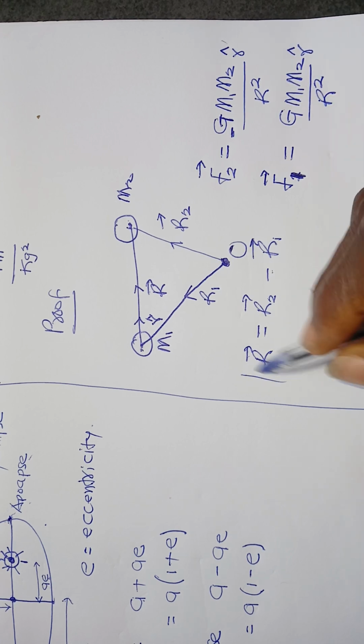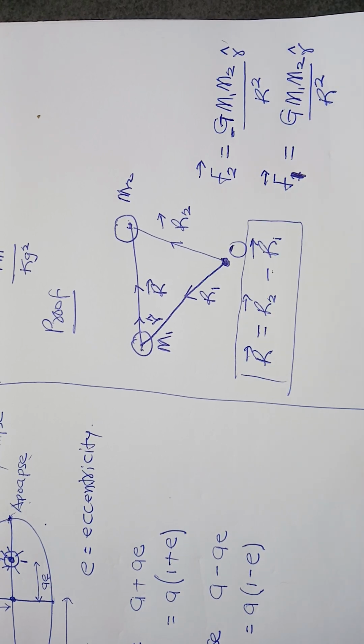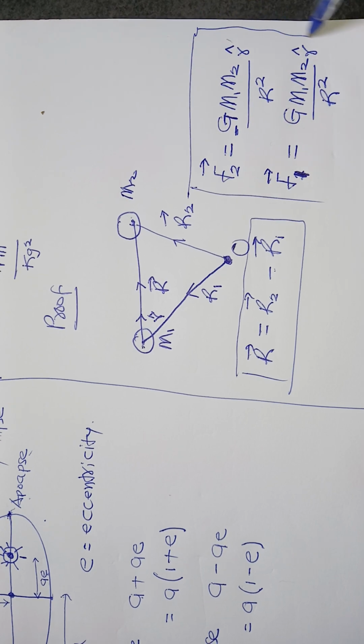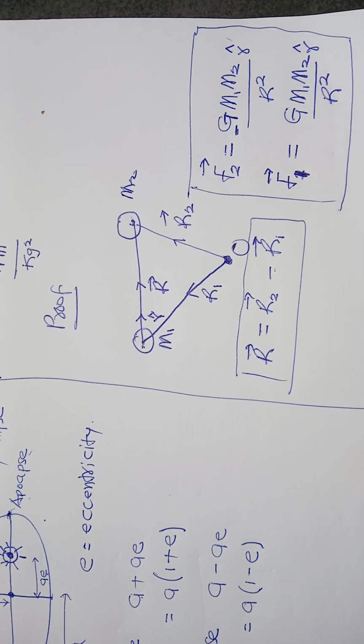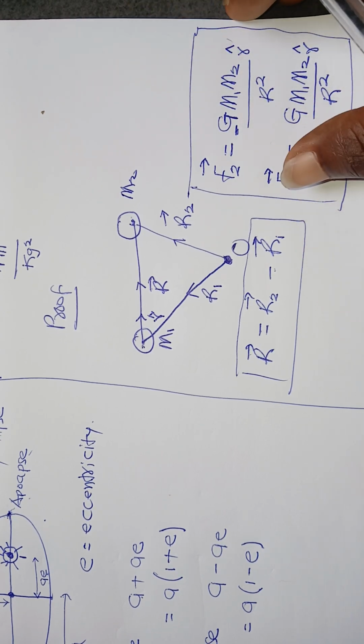Now, based on this vector addition and the gravitational forces on each of the objects, we are going to prove Kepler's first law.